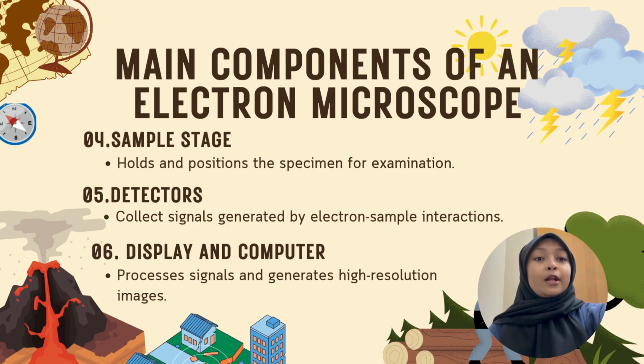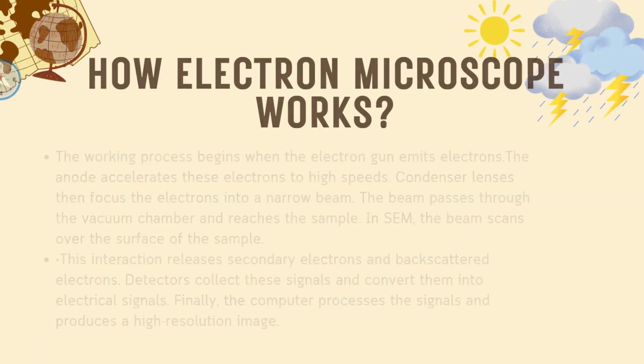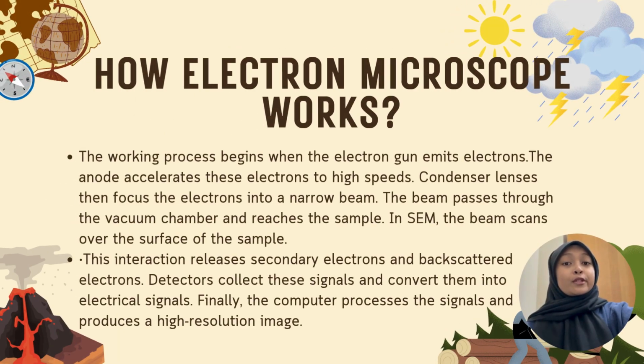Finally, the display and computer system process the collected signals and convert them into a high-resolution image that can be viewed and analyzed by the researcher. Together, these components enable the electron microscope to produce detailed images and provide valuable information for scientists' research, including studies in geology and earth science. Now, let's look at how an electron microscope works.